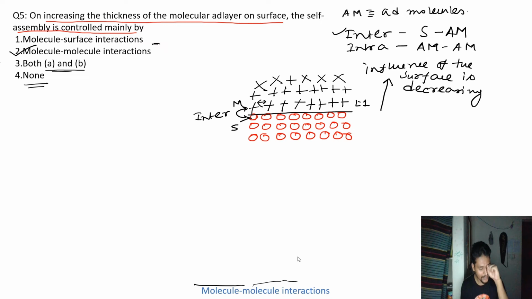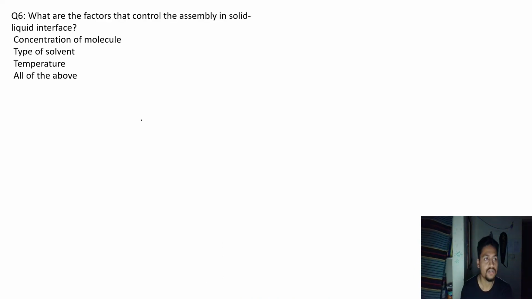So the adsorbed molecular layer is mainly controlled by the molecule interaction. So what is the question of 6? What are the factors that control the assembly in solid-liquid interfaces? Right? We already said that the solvent plays a very important role in the case of solid-liquid interfaces.